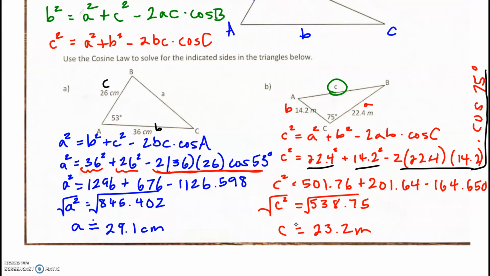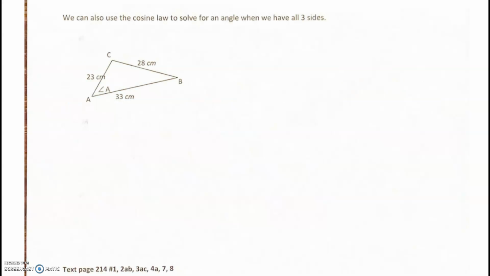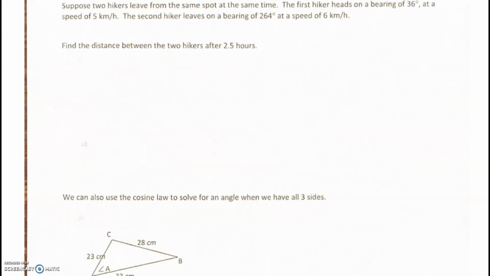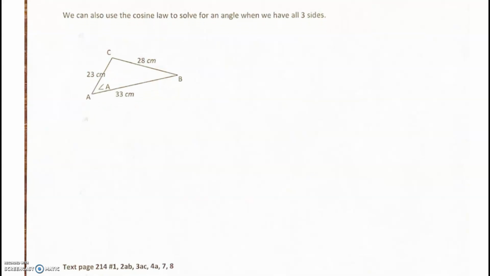All right, let's move on over to the other side of the page. We're going to skip the word problems at the top of the page, and I want you to come down to where it says we can use the cosine law to solve for an angle. So we're going to determine what angle A is, and we can do that because we're given all 3 sides on the triangle. I'm going to show you how you can rearrange the formula in order to solve for angle A.